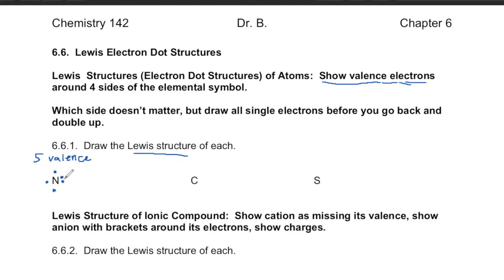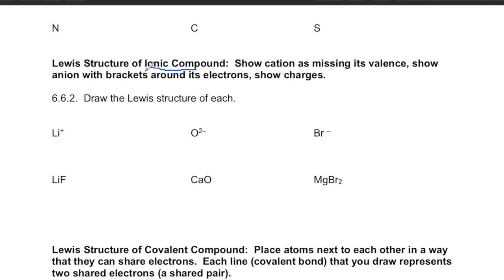It doesn't really matter if you draw the 2 on this side or if you draw the 2 on top, just as long as one side has 2 and the other 3 sides have 1 each for a total of 5. So for carbon, there are 4 valence. So 1, 2, 3, 4. And for sulfur, there are 6 valence. So we need 2 sides that have 1 each and 2 sides that have 2 each for a total of 6. If you have an ion instead of a neutrally charged element, it would have a different number of electrons.